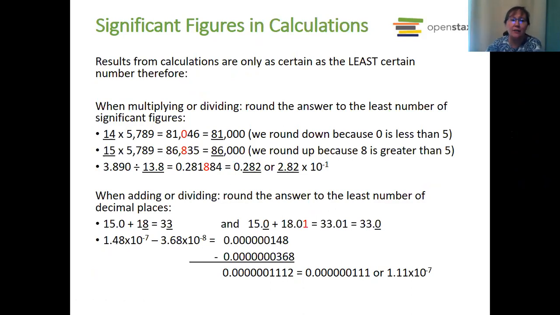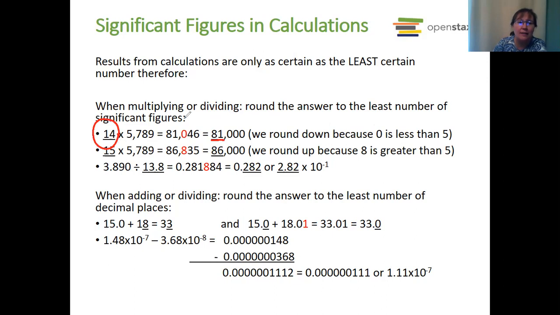Okay, now let's take a look at significant figures when we're doing calculations. Results from calculations are only as certain as the least certain number. Therefore, in this first one, we have 14 times 5,789. We're only 2 digits significant here, which means we can't report everything. And so we round 81,046 to 81,000, and we're rounding that 0 down because the 0 here that I have in red is less than 5.